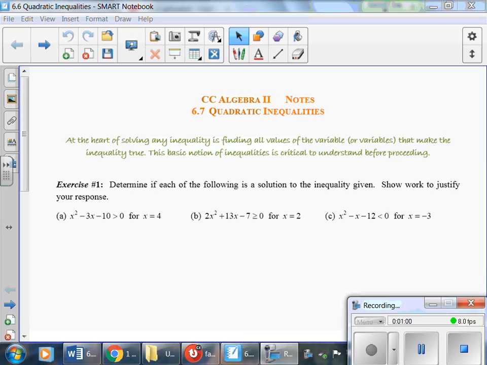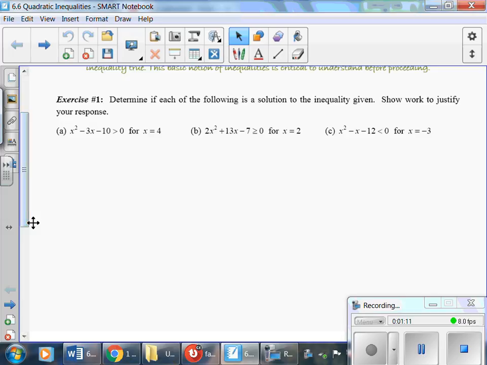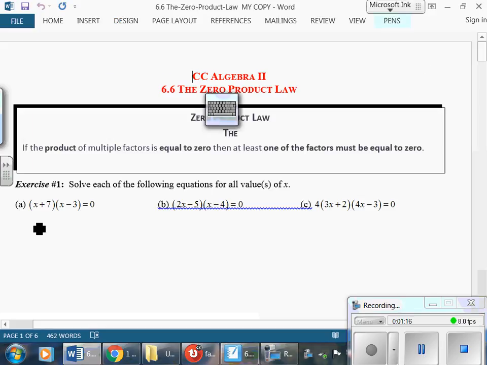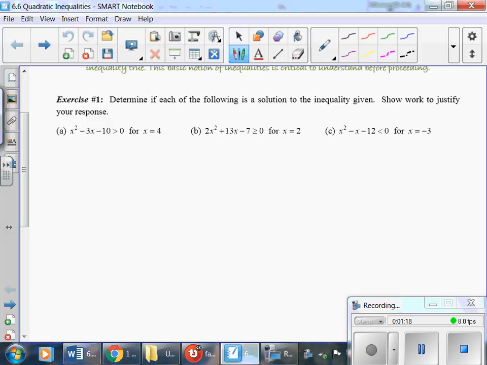So the first example, an exercise, says determine if each of the following is a solution to the inequality given. Show your work to justify your responses. So simply in A, B, and C, all we're going to do is test the value they give us. So I'm going to remind you that when I test like this, I make sure I do not mess up my signs.